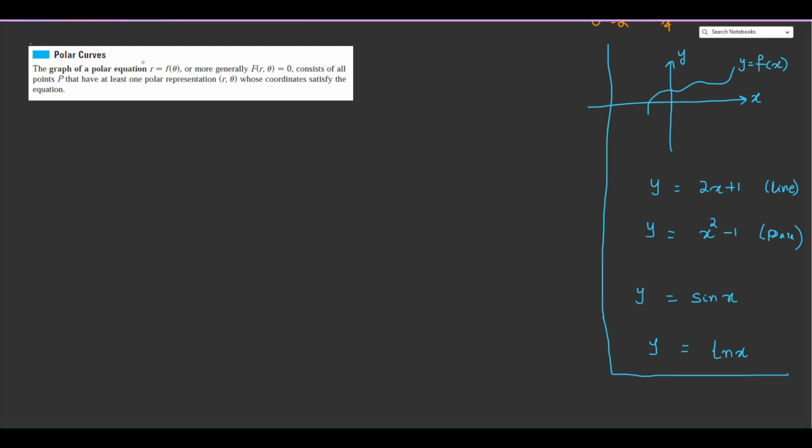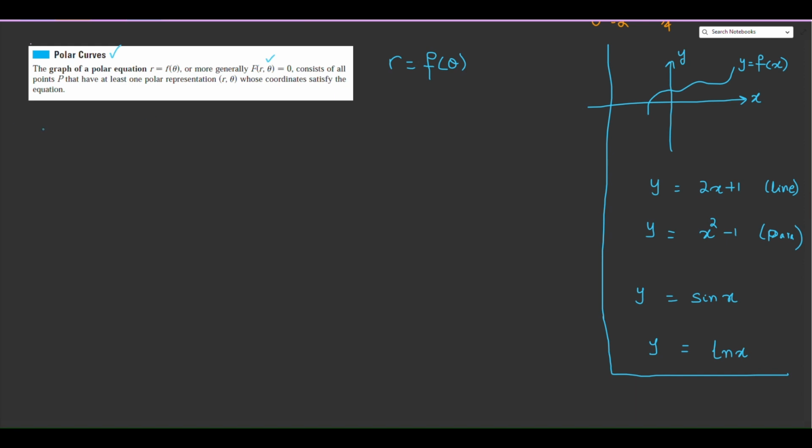Now, what do we mean by polar equations or polar curves? The polar curves are given by this equation, r equals f of theta. This is what you need to remember. Or sometimes they can also be written in this form, capital F of r and theta equals 0. This is the relationship between them.